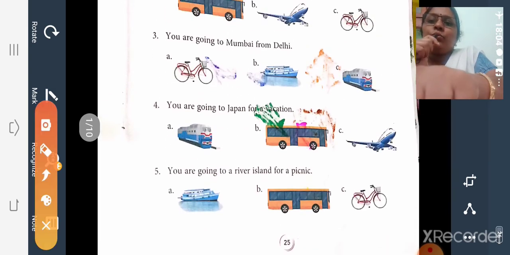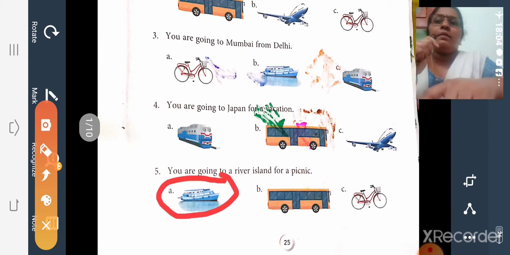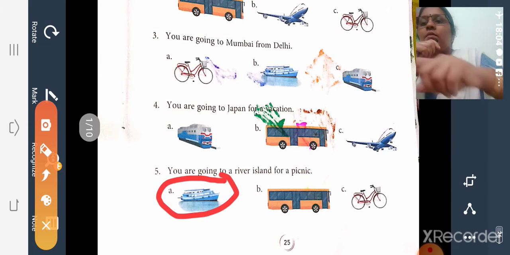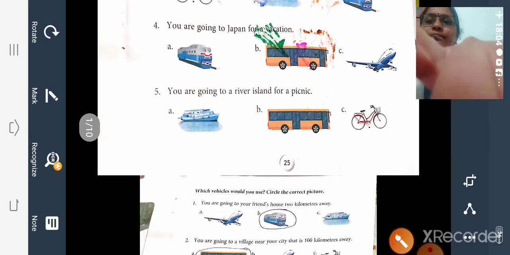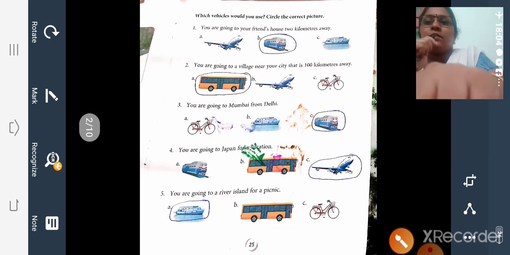Then one more question. You are going to a river island for a picnic. Which vehicle would you use? So suppose we are going to a river island. So the most suitable vehicle is ship. Okay. So circle these in your textbook. I have marked all these here in this page.